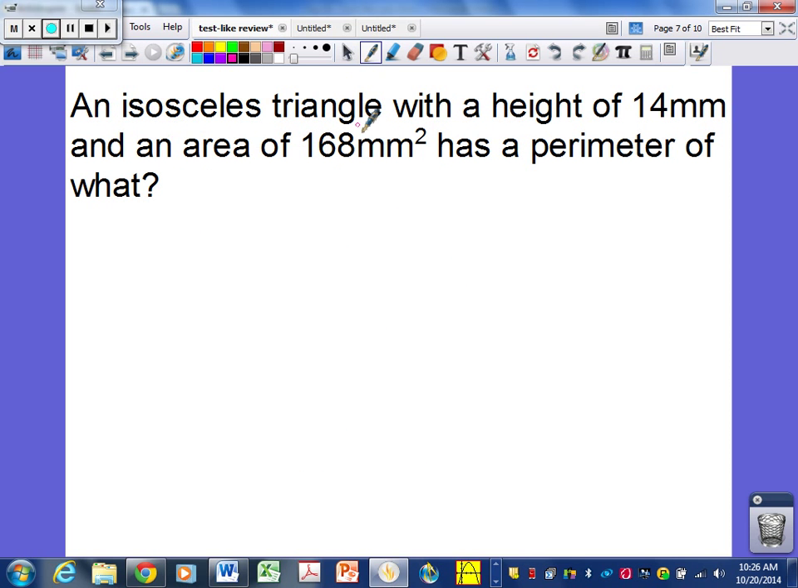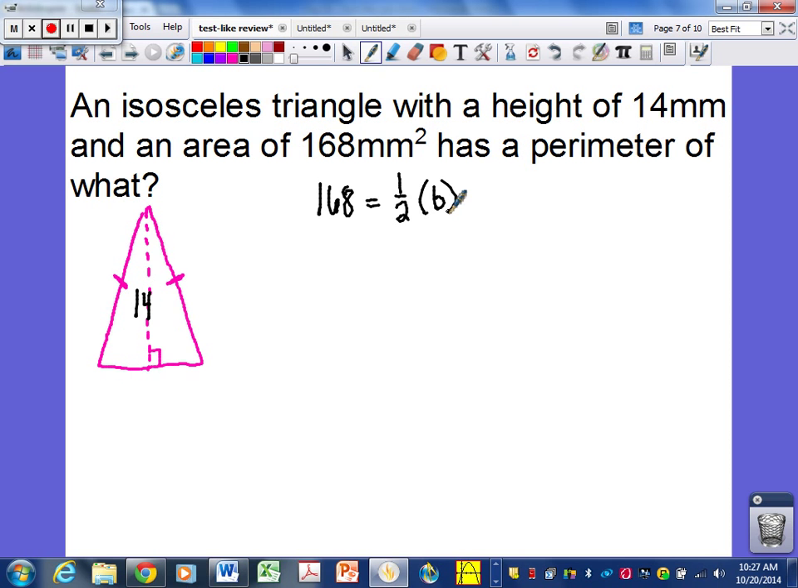Okay, an isosceles triangle with a height of 14 and an area of 168 has a perimeter of what? So here's our isosceles triangle. Not an isosceles right triangle, just an isosceles triangle. Has a height of 14. So when we apply the area formula, 168 equals half of our base times 14, we will find this entire length down here, B.